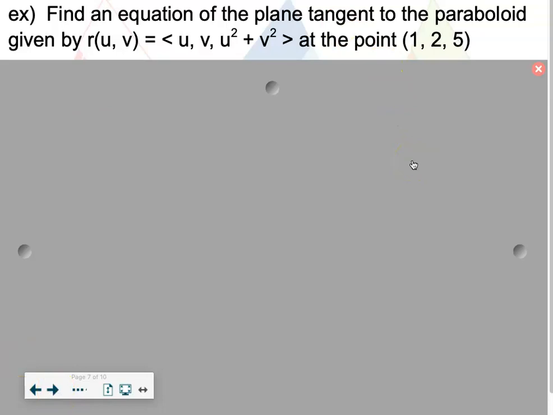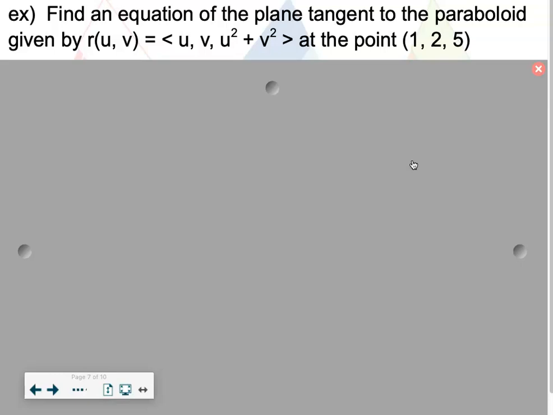Okay, so we're going to use this knowledge now to find equations of lines and planes. We've been doing this all year. Find an equation of a plane tangent to the paraboloid given by r of u comma v equals u comma v comma u squared plus v squared at the point 1, 2, 5.